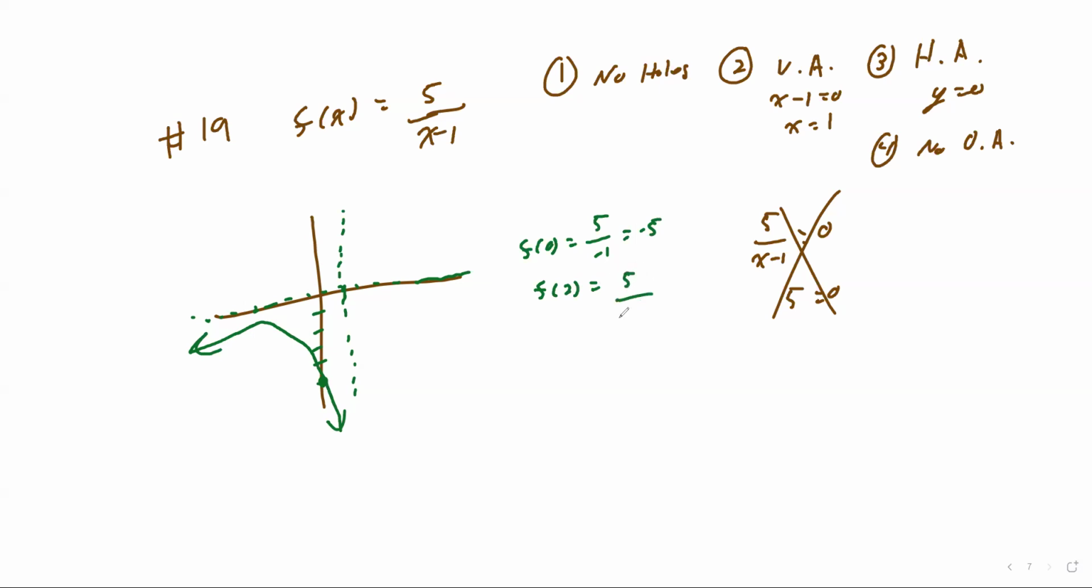So it's going to be 5 over 2 minus 1, which is 5 over 1, which is just 5. 1, 2, 3, 4, 5. So then I know it does something like this. Again, not able to cross the x-intercept or the y-intercept. It definitely does not cross vertical asymptotes. I did not mean to say intercepts. But horizontal and oblique asymptotes, it definitely can, depending on your situation.